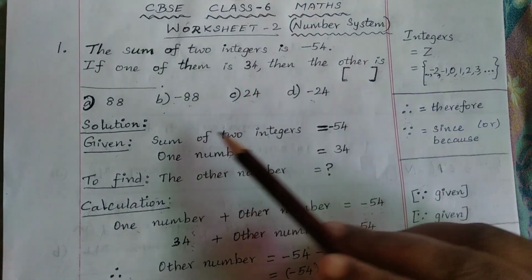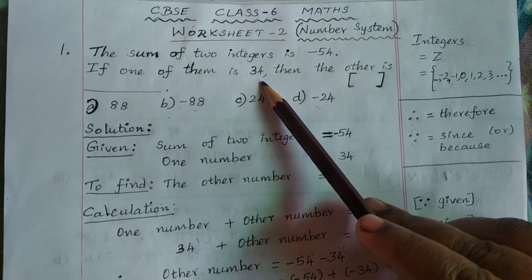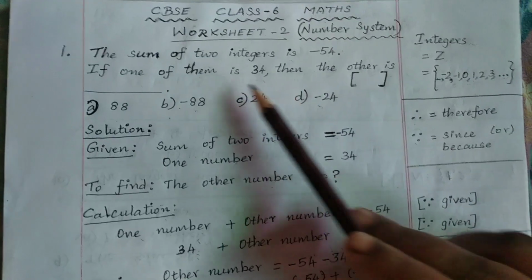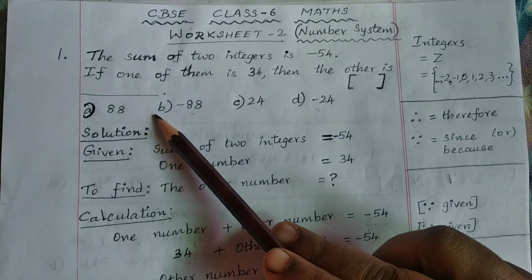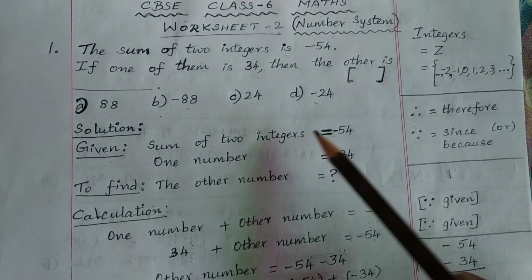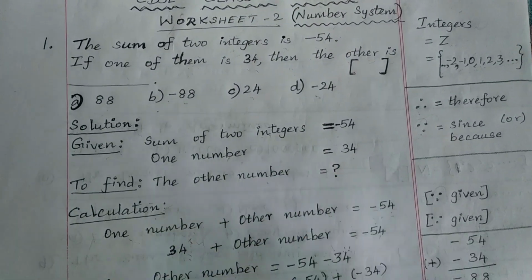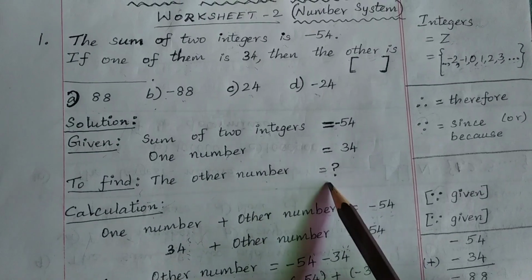If one of them is 34, which means if one integer is 34, then the other is dash. Find the other integer. 4 options are given. Solution. What is given? The sum of two integers is given as minus 54. One number is given as 34. What we have to find? The other number.